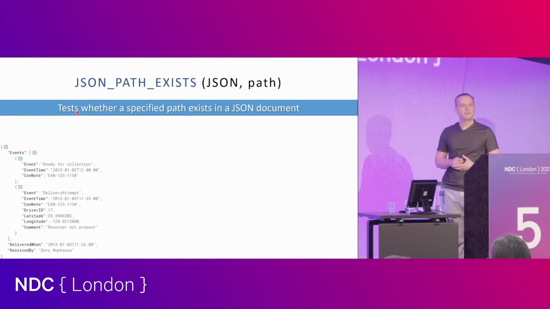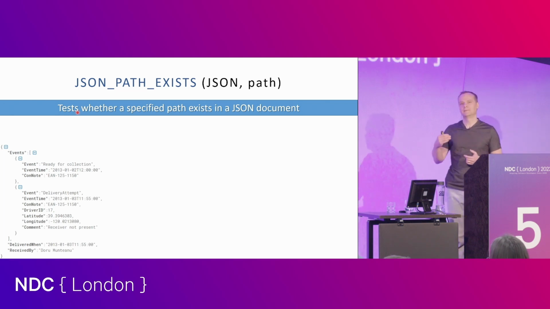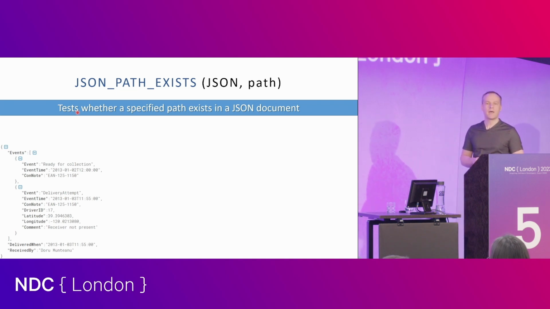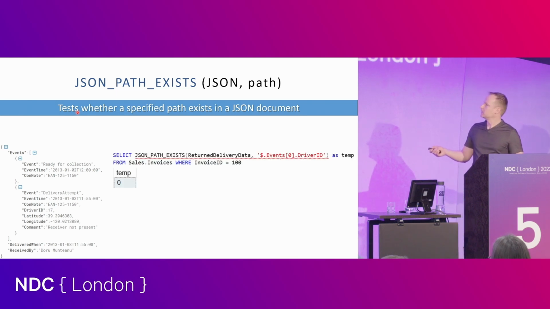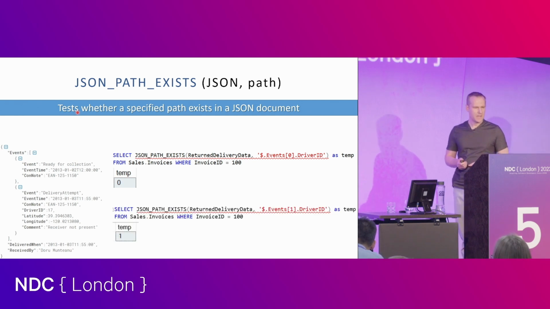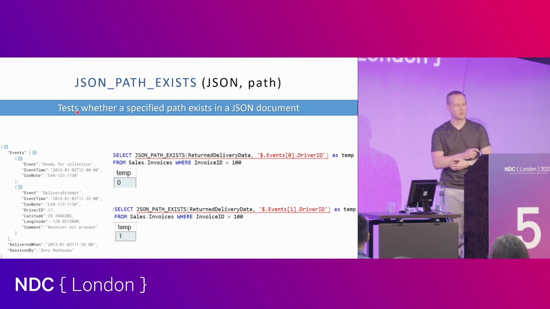Another one, ISJSON path exists, JSON_PATH_EXISTS. In some cases, you might need to filter or check if the property exists before you make any decisions in your application. So you can use JSON_PATH_EXISTS for that. I'm using the same column name, and I'm passing the filter here. I'm checking if the driver ID exists in the 0, which is not here. So it returns false, it returns 0. Next one, my driver ID is here, so let's try the second one. And as you can see, it returns 1 here because driver ID exists in the JSON document.